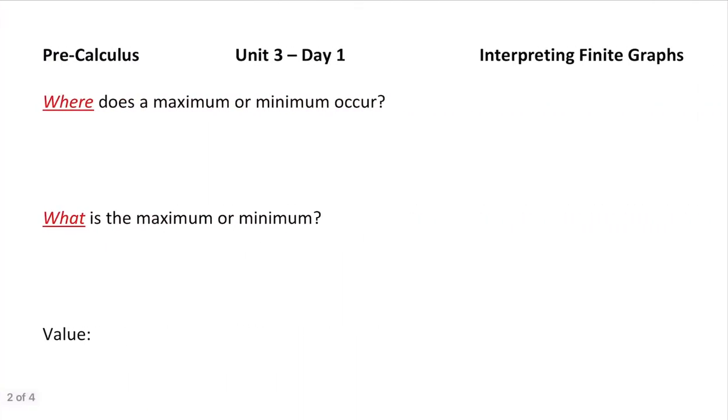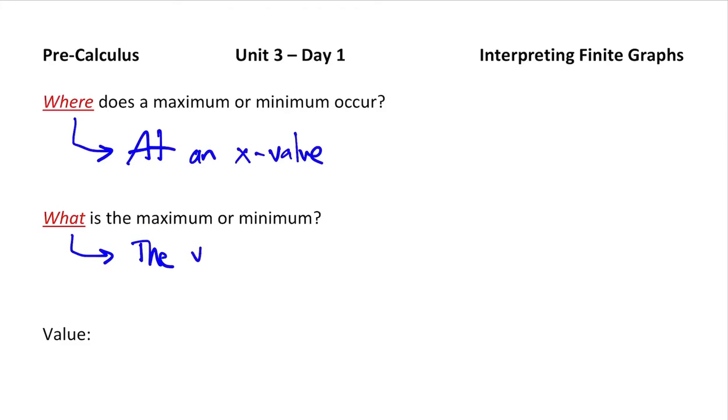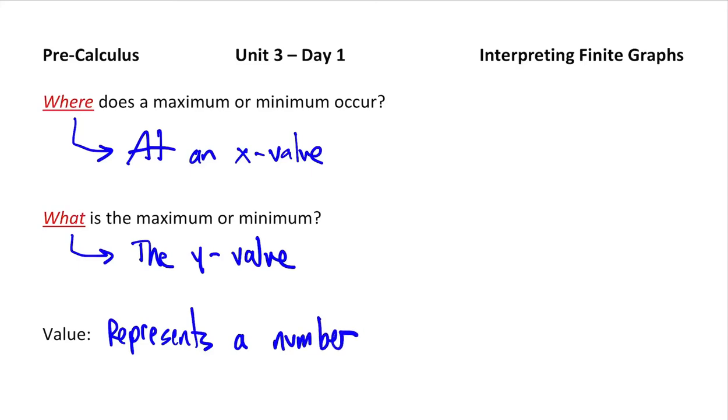Before we actually get to the graphs, let's talk about some vocab here. If you're asked to find where a maximum or minimum occurs, they want an x value. If you want to know what the maximum or minimum is, that's going to be the y value. And that word value simply represents a number. Okay, not a coordinate.